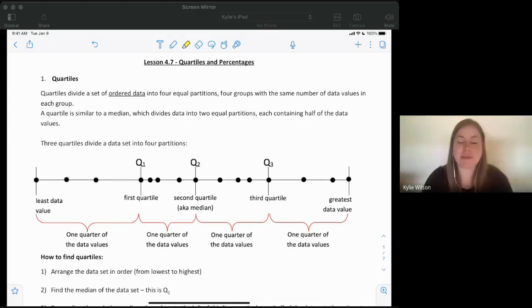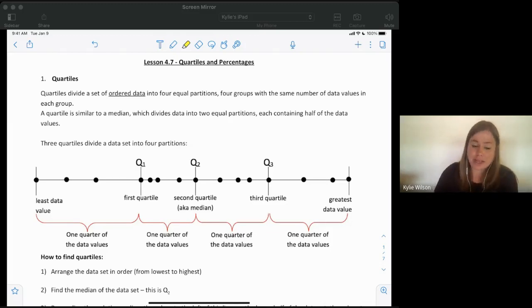Okay, so for this lesson, we're going to be talking about quartiles and percentages or percentiles, as you hear both words being used. So let's start with quartiles and we'll begin with a few definitions. So first, what is a quartile?